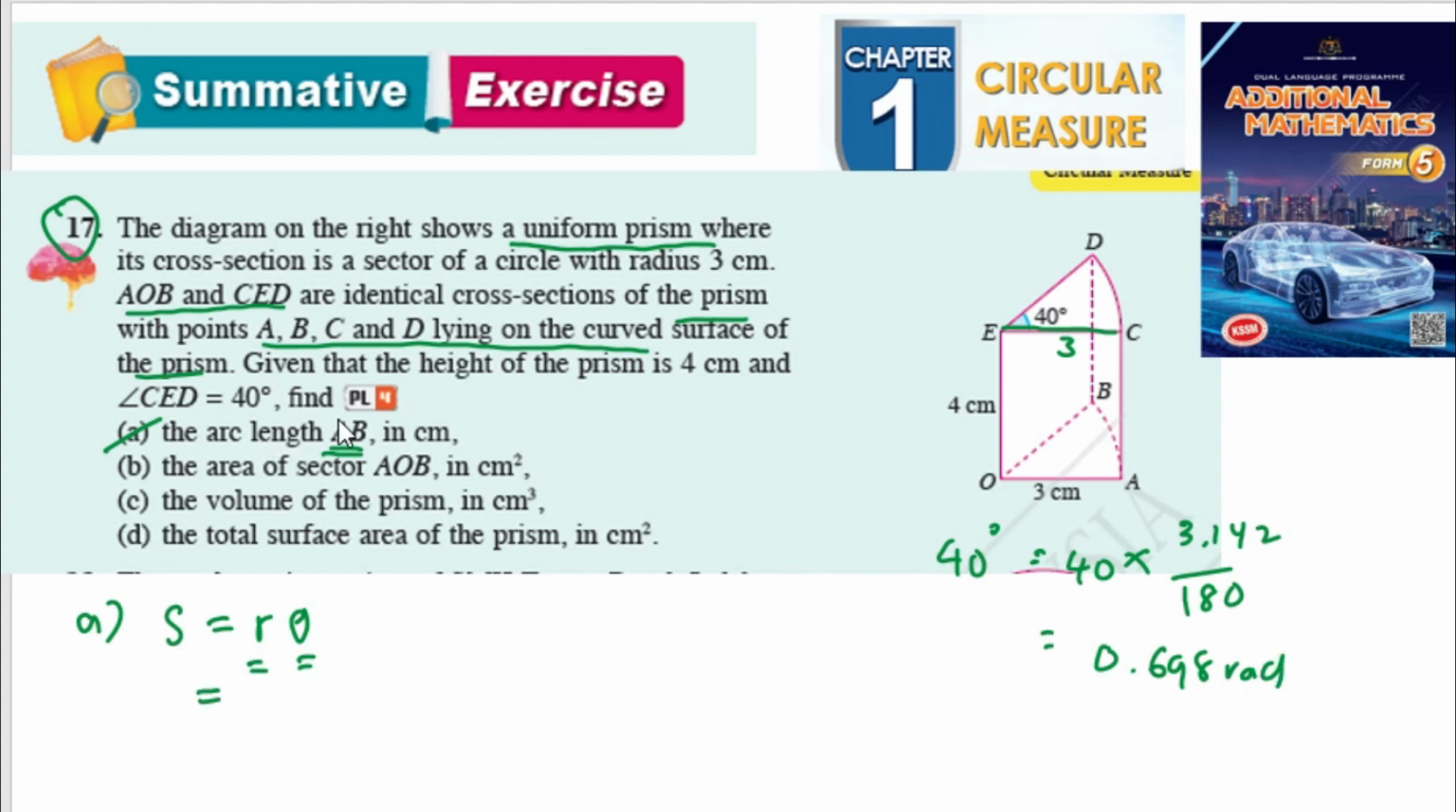So the arc length of AB is equal to r, which is 3, and then theta is 0.698. So here we get 2.094 centimeters. So this one is also equal to 0.698 radian.